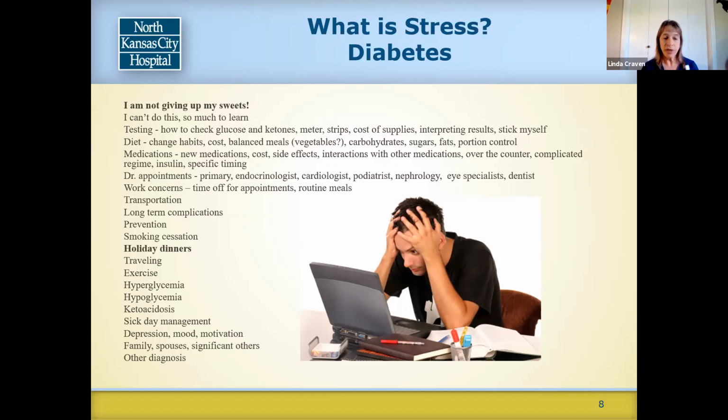So at that point, that person, your spouse, may want to go and also learn a lot about diabetes and how to cook and help take care of you. Together, you guys can have a healthier life together. Other diagnosis. How does diabetes affect my other diagnosis that I have?